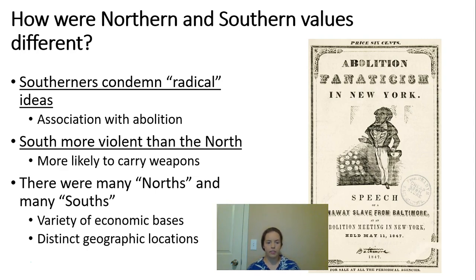But when we do talk about these distinctions, we also have to acknowledge that there are going to be many Norths and many Souths, in that a lot of these principles and a lot of these cultures are going to be dependent on economic bases or distinct geographic locations. So this is a very broad generalization in saying that most of the Southerners had radical ideas against abolition, and most of the Southerners were more likely to carry and use weapons. However, it's not saying that all Southerners would participate in these principles. And the same thing is going to be true about Northerners.